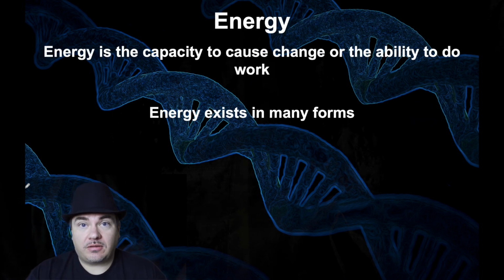Since we're going to be talking a lot about energy in this chapter and the next couple chapters, we need to learn what energy actually is, because energy is not just like electricity coming out of the outlet. Technically, energy is the capacity to cause change or the ability to do work. That's what energy is, and there are lots of different types of energy. Electrical energy is one type, light energy is another, and there are many more.